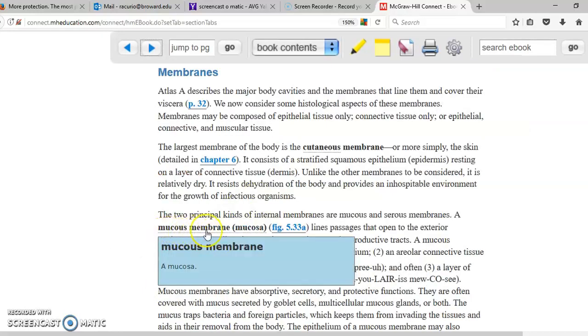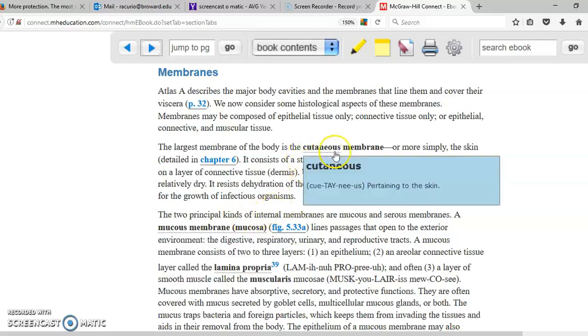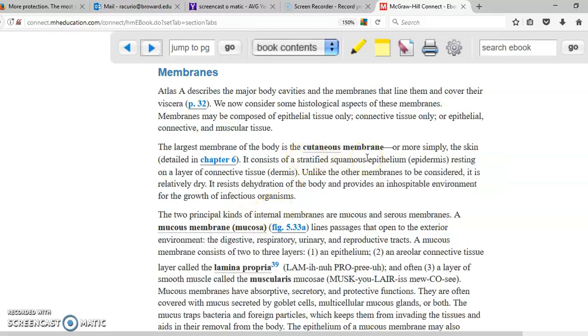The mucous membrane. Mucous membranes are the membranes that cover areas in our body that have contact with the exterior. For example, in our mouth. The inside of our mouth is not the same as the skin that we have on our face, because the inside of our mouth is going to be a mucous membrane. There's another membrane called the cutaneous membrane. This cutaneous membrane is the part of your skin.